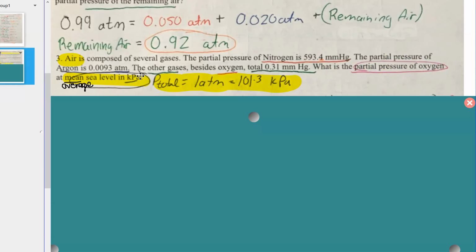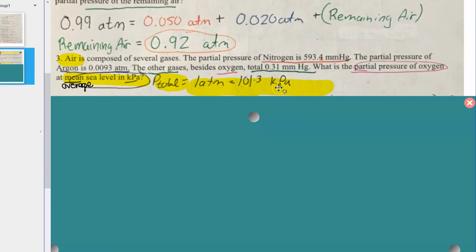Ooh boy. This is going to be a fun one. Same concept, but the person who wrote this problem wanted to test you. Couple things. So what is the P total? They're talking about air at average or mean sea level. That means the P total is 1 atmosphere. However, they want the final answer in kPa. If you go back to page 1 in your conversion factors, 1 atmosphere is 101.3 kPa.